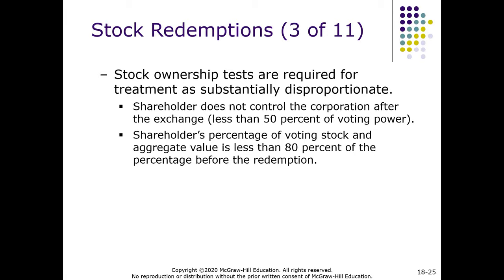Actually, before we get into all those, let's talk a little bit about the stock ownership tests required for treatment as substantially disproportionate. The shareholder does not control the corporation after the exchange. In other words, they have less than 50% of the voting stock, and the shareholder's voting stock in aggregate value is less than 80%. Most people are going to qualify under this if it's a publicly traded company, because 50% or more is probably not going to be the case. I don't even think Bill Gates is allowed to own more than 50% of his company anymore. So it is what it is.